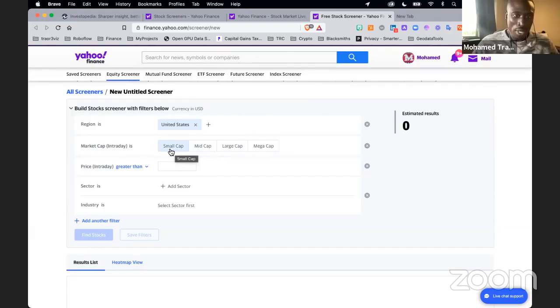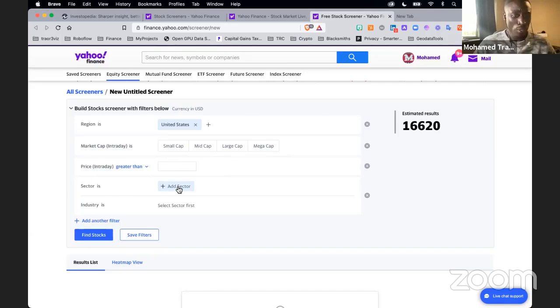Those small cap ones could be OTC stocks, or they could just be stocks that you're looking at. It's like, all right, what are some ones that are a little cheaper that have a really low valuation if I'm trying to find some hidden stocks people don't know about? You can also look at price intraday, greater than a certain value, less than, equal to, or between two numbers.